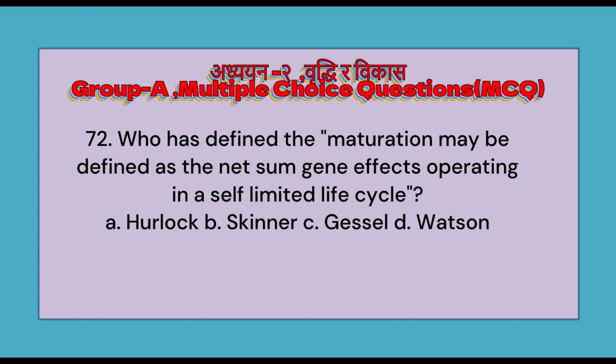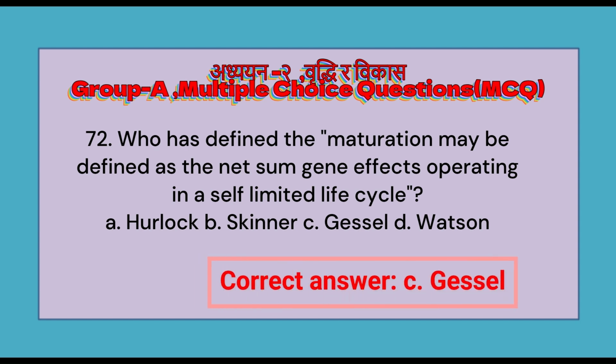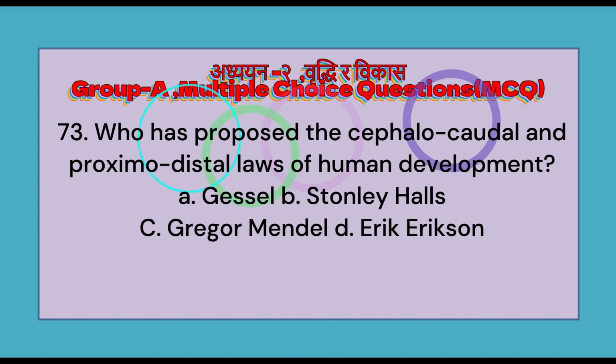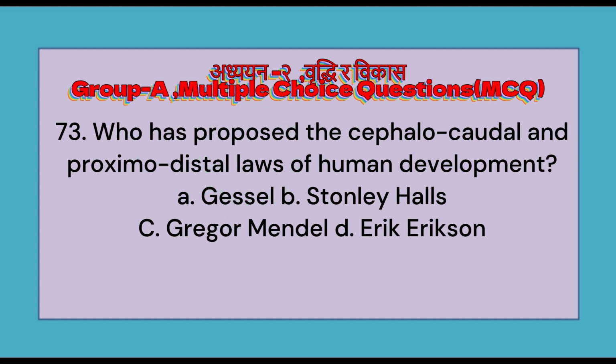72. Who has defined maturation as the net sum of gene effects operating in a self-limited life cycle? A. Hurlock, B. Skinner, C. Jessel, D. Watson. Correct answer: C. Jessel.